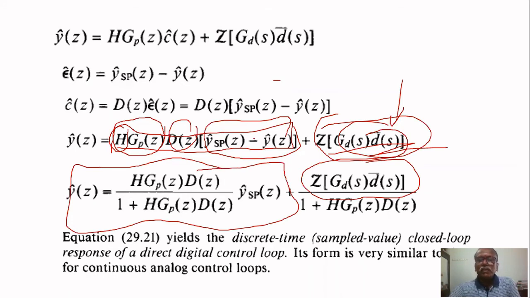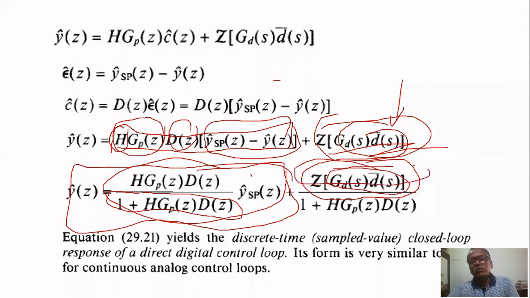So if you bring this Y of Z to the left hand side, you get Y of Z multiplied by 1 plus HGP of Z D of Z. Then divide both sides by 1 plus HGP of Z D of Z. You will get this. This is the discrete time closed loop response of a digital control loop. If you know the Z transform of Gd(s)D(s), you can find the response.